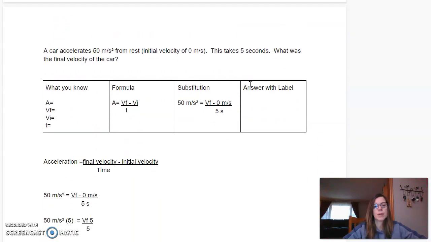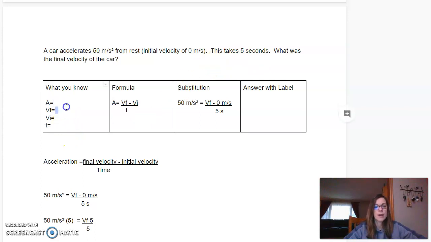Second problem, I have an acceleration problem where we're going to try to look for the velocity, right? So it says a car accelerates 50 meters per second squared from rest. Again, rest always means sitting still. So that means 0 for velocity. So it says initial velocity of 0 meters per second. This takes 5 seconds. What was the final velocity of the car?